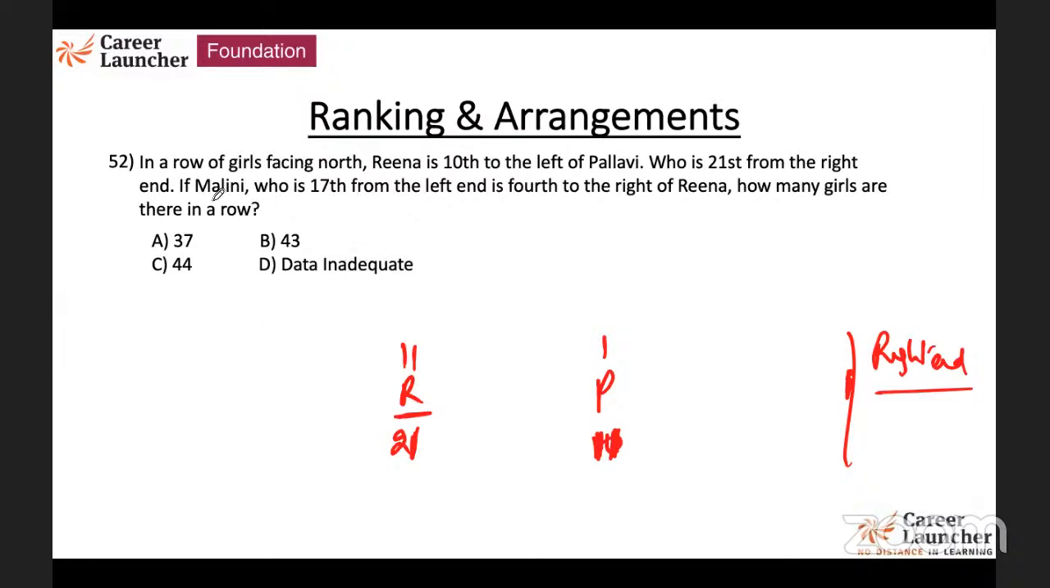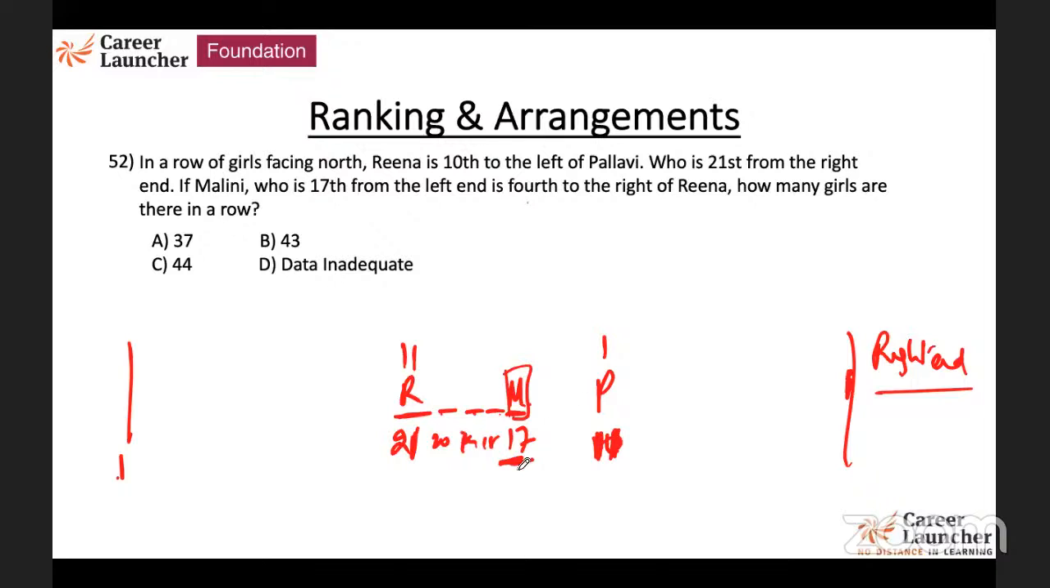Now, Malini, who is 17th from the left end, is 4th to the right of Reena. First, second, third, 4th to the right of Reena. This is Malini. So this is 21st. From the right, it is coming 11. This is 21, 20, 19, 18, 17. Who is 17th from the left end? From 1 to 17th from the left end. This is 17th from the left end.